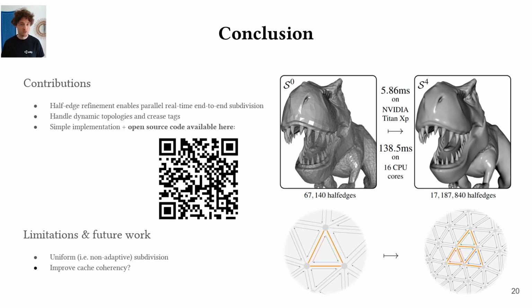And finally, regarding limitations and future work, please note that we have solved the problem only for uniform subdivision, so no adaptive subdivision at all. And that we believe it may be possible to improve cage coherency and maybe gain some performance on that side.